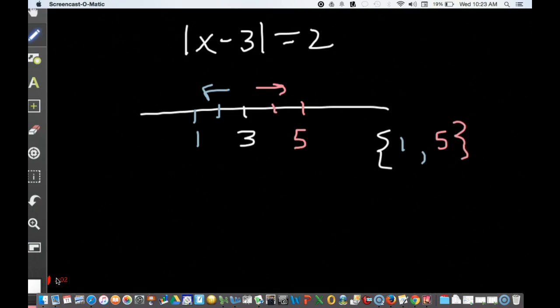Now, this was actually a pretty simple one to solve with a number line, and they will get more difficult as we go along, of course. What do you expect? So let's take a look at this same problem, the absolute value of x minus 3 equals 2, from just, quote, an algebraic perspective. With this, I mean to say, what if we didn't want to draw a number line? Well, let's think about this.